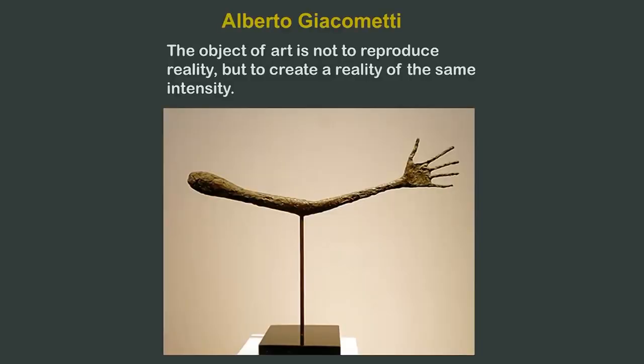So, when Alberto Giacometti says that the object of art is not to reproduce reality, but to create a reality of the same intensity, you know what he is talking about. He is talking about a certain intensity of not the physical form, but the intensity of the formlessness, that is the absence of the form, that is the silence, the void and the emptiness that keeps overwhelming modern life all the time, in spite of hope sometimes at the corners of our life.